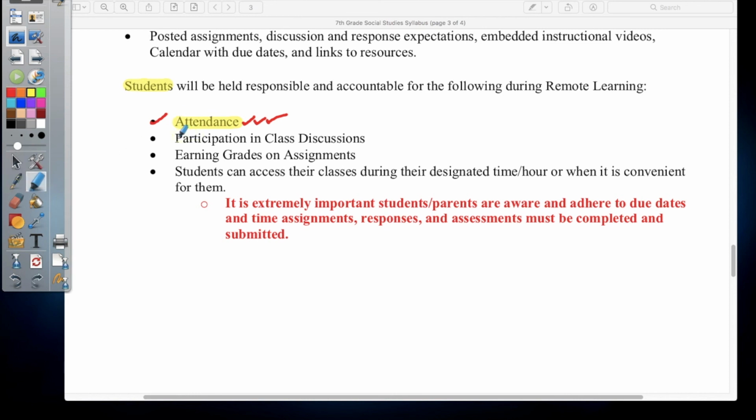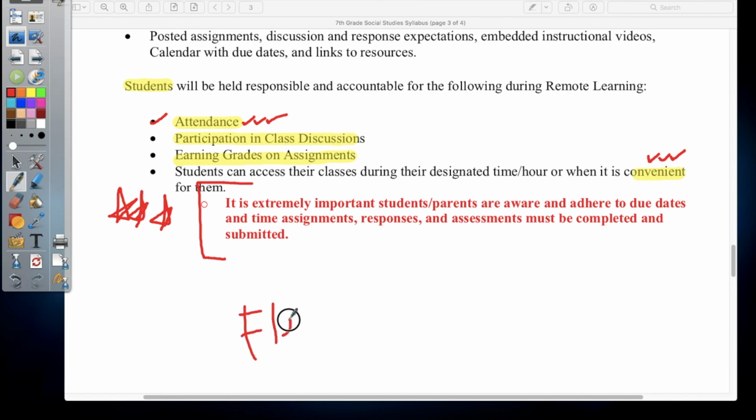Same thing with participation in class discussions, as well as earning grades on assignments. Now, students can access their classes during their designated time or hour, or when it is convenient for them. And this is why we skip the whole missing and late work aspect of it, okay? So long as you turn in the assignment by the original due date, you're perfectly fine. However, if you're not able to do so, and this is where this part comes in, it is extremely important that students and parents are aware of and adhere to due dates and times. Assignments, responses, and assessments must be completed and submitted. This is very, very important for you guys. Now, I am aware that you guys are doing remote learning, so I will be flexible on this, all right?